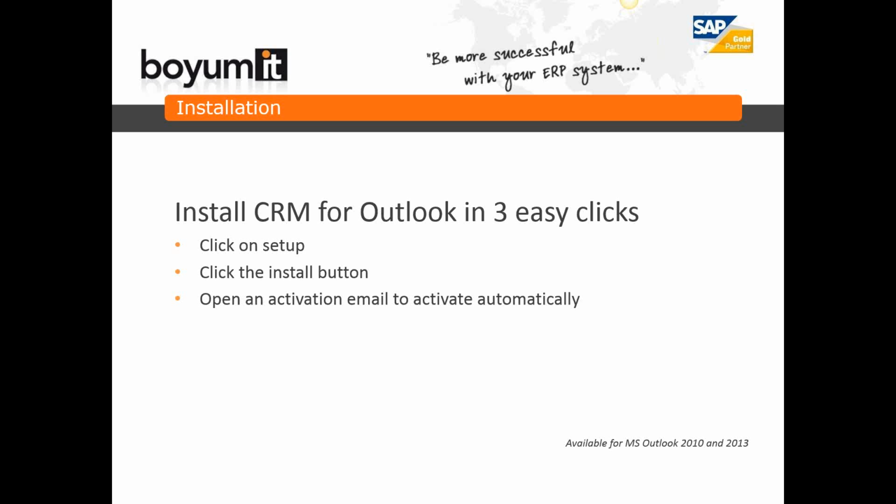The 3 steps are very easy. Like with any software, you get the product package, you click on the setup. Once you click on the setup, you get the installation window, so you click on the install button. Once you finish the installation, which is very quick, you open the activation email, which is generated automatically into your inbox, and once you click on the email, CRM for Outlook is activated automatically.